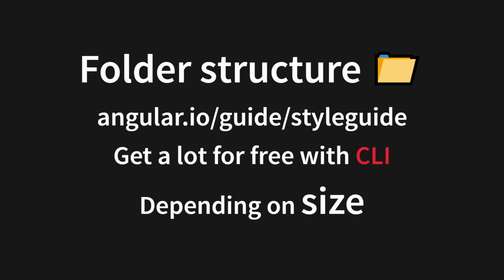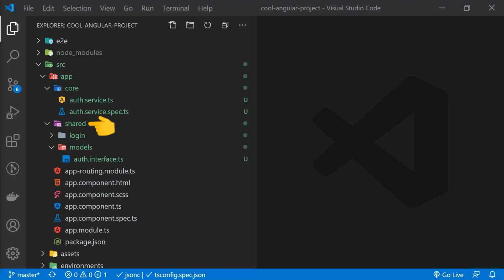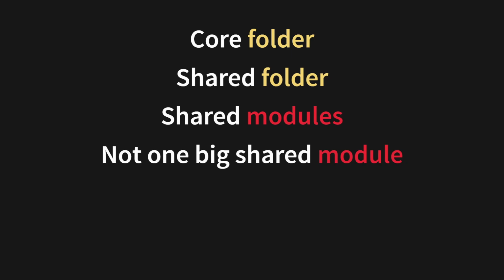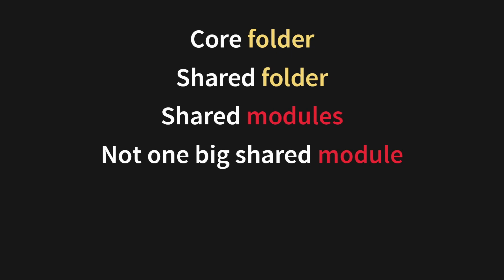My preferred folder setup, based on the style guide, is to have one core folder for all shared elements that are not visual, like services, guards, and interceptors. Then a shared folder for all shared visual elements, like components and directives. And this includes a lot of shared modules. As I don't want one big shared module, I want smaller independent modules that can be reused easily.